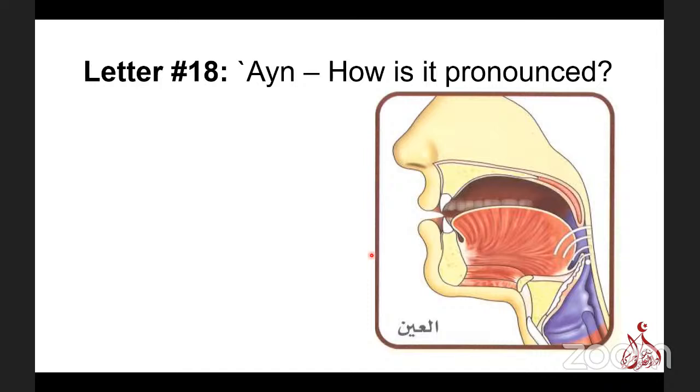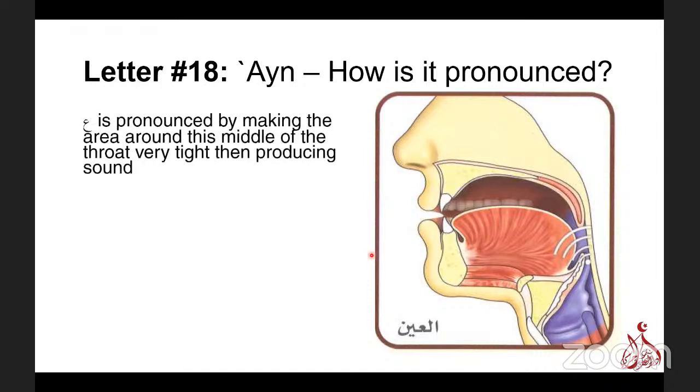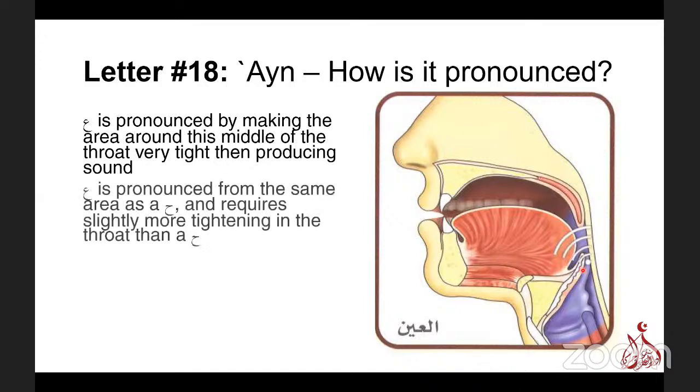So the letter Ain, how is that pronounced? First thing is that Ain is pronounced by making the area that's right in the middle of your throat very tight. If you can see this area right here, that area becomes very, very tight. And then after it has become tight, you end up letting out sound. So that area becoming tight is what's producing it. It's a regular sound, but when you make it tight, it comes out as ma'rifatun. We'll go through the examples of mutaharrik and sakin later, inshallah.